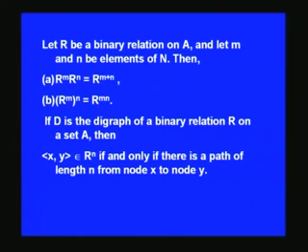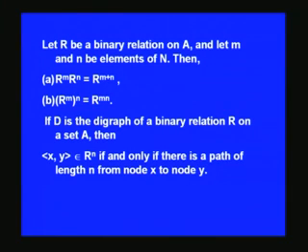Let R be a binary relation on A, and let m and n be elements of N. R power m into R power n is equal to R power m plus n. R power m power n is R power mn. This also you can see very easily. You can use induction to prove that if D is a digraph of a binary relation, then xy belongs to R power n if and only if there exists a path of length n from node x to node y.